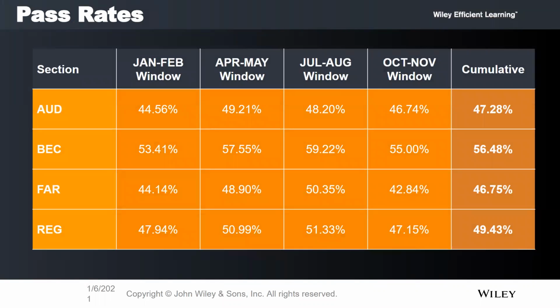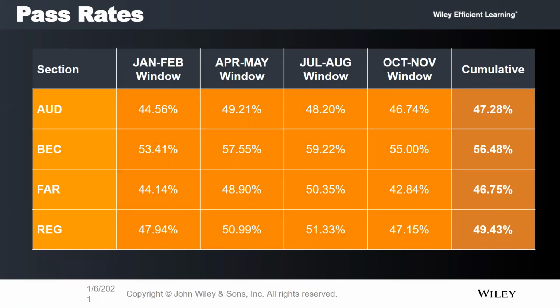Now for each section, this is what the pass rates look like. Now, I don't want you to be overwhelmed by these percentages, because remember, you are able to retake the sections that you do not pass. So for the cumulative column, you'll see what it kind of just looks like throughout the year, either on average or just collectively. You can see what each section's pass rate is.